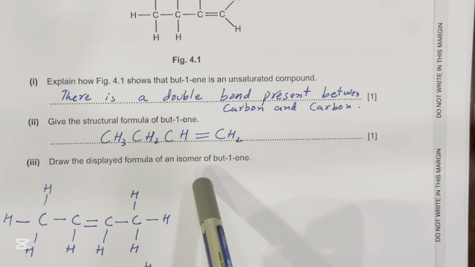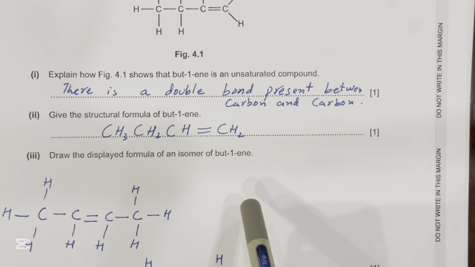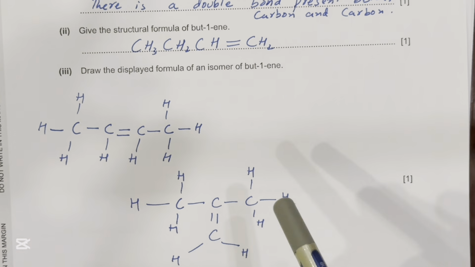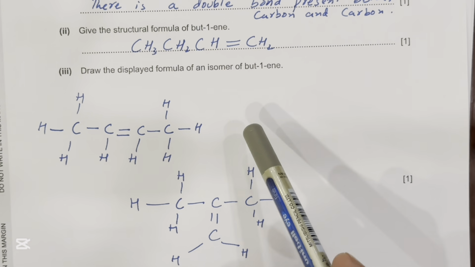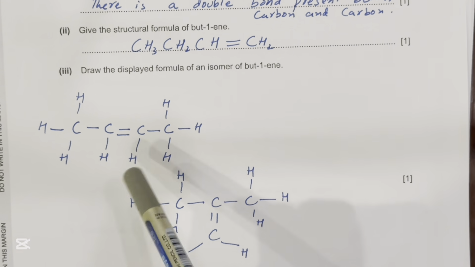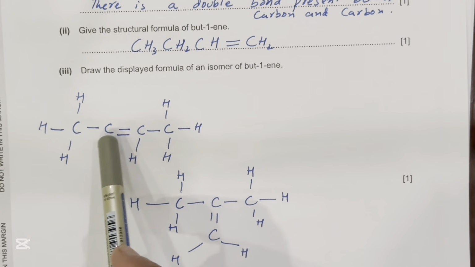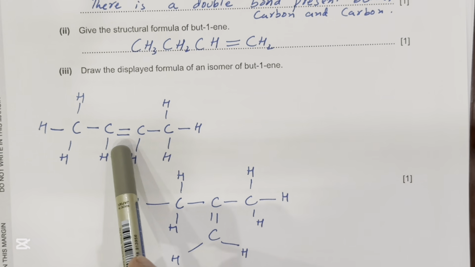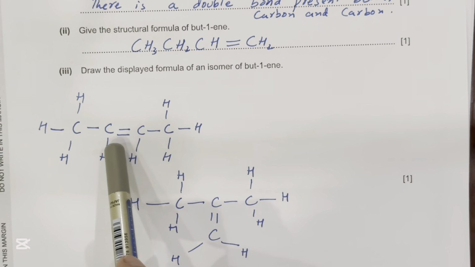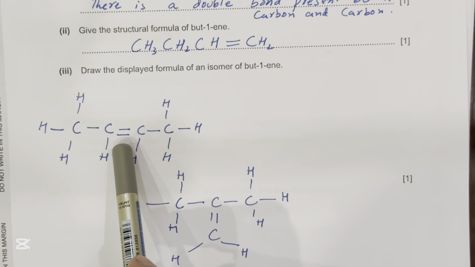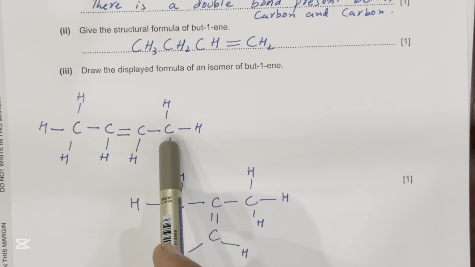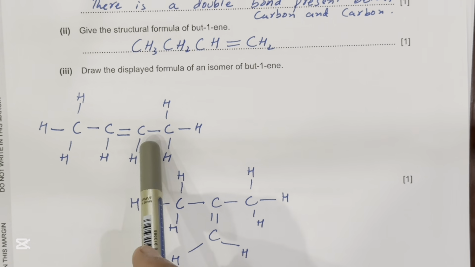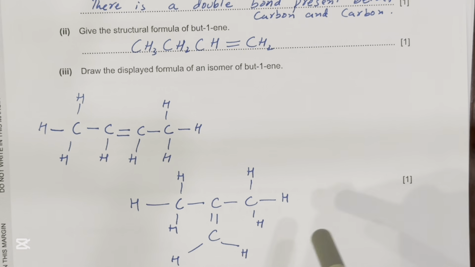Draw the displayed formula of an isomer of but-1-ene. So it means we need to change the position of the double bond. Earlier it was at 1-ene, so an isomer can have it at this position. So we will put the double bond over here. First it was here in but-1-ene, and in the other option it would be but-2-ene. First we need to write 4 carbons, then put the double bond in between them, and the rest will be completed with hydrogen.